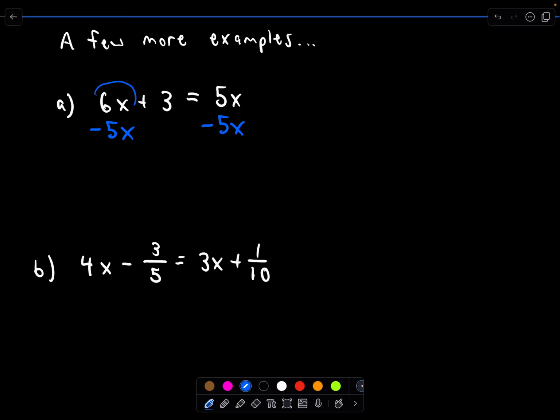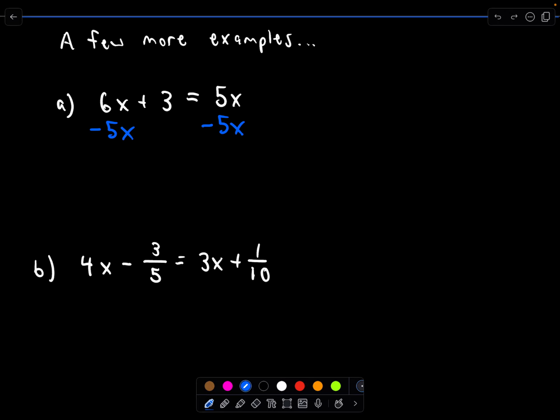So to me, 6x is going to be larger than 5x, assuming x is positive. I don't even really care about that part. What I'm doing is just looking at the coefficients on x. So I'm taking the smaller coefficient and subtracting that away from the larger coefficient. And the only reason I do that is it just keeps my terms involving x positive. So 6x minus 5x on the left, that's going to be positive x.